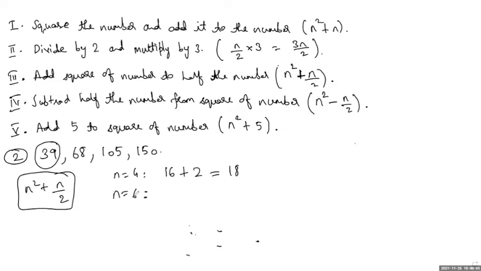What is 6? 6 square plus 6 by 2. What is 6 square? 36. Yes, 36 plus, what is 6 by 2? 6 by 2 is 3. What is 36 plus 3? 39. Is it matching? Yes, ma'am. So that's why rule number 3 is correct.